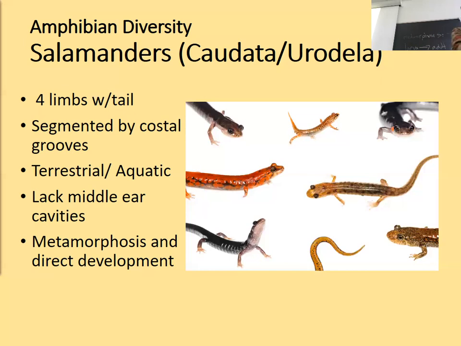Sid, go ahead. For the costal grooves, is that akin to the intercostal muscles in your ribs? Yes, costal just refers to ribs, and we have costal muscles that surround our rib cage and help us breathe when we inhale and exhale. In salamanders they're called costal grooves because they're along the ribs. They are homologous structures, basically the same thing, but salamanders have longer bodies.